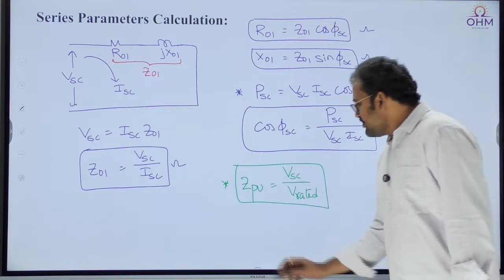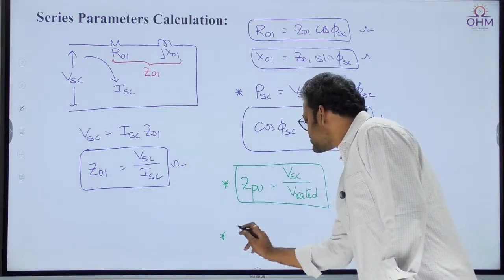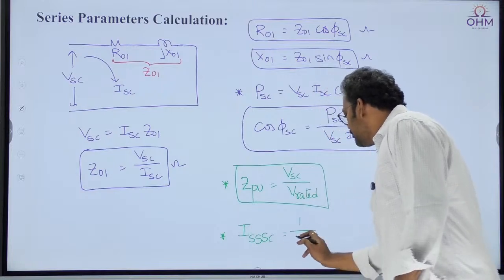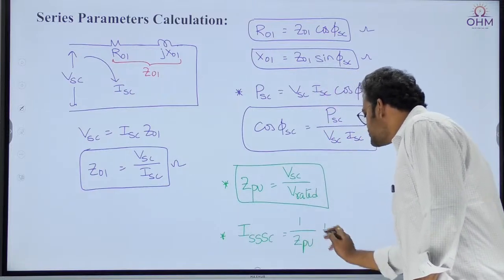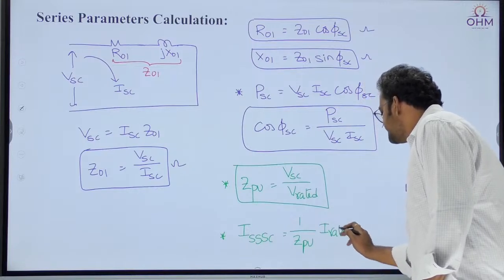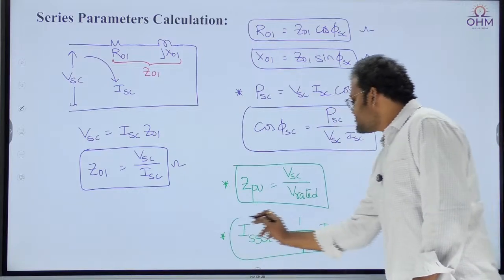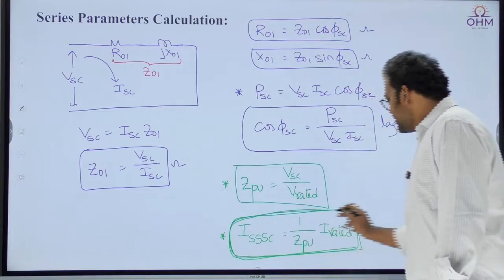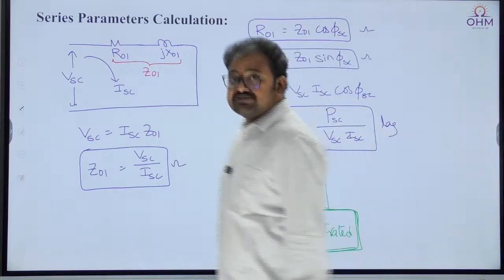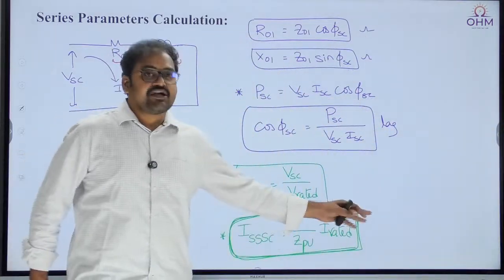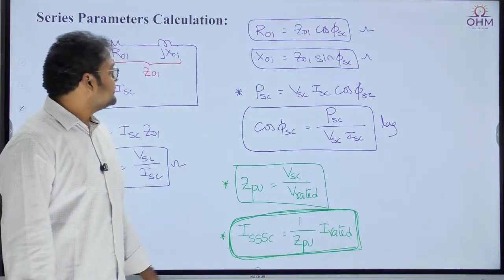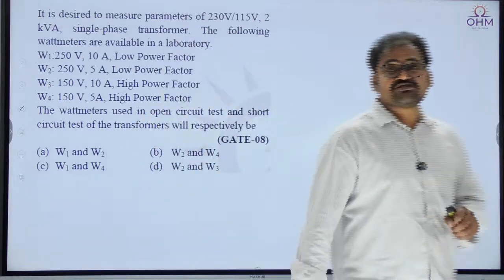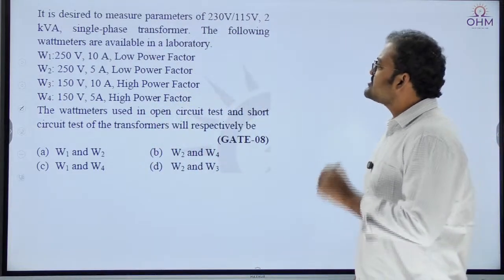Okay, and there is one more formula known as steady state short circuit current. Steady state short circuit current is equal to 1 by Z per unit times the rated current. Okay, this steady state short circuit current is also known as the fault current of the transformer. The fault current of the transformer is equal to 1 by Z per unit times the rated current. Clear? Okay.